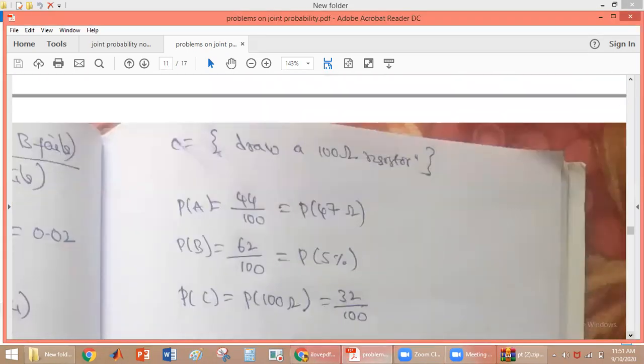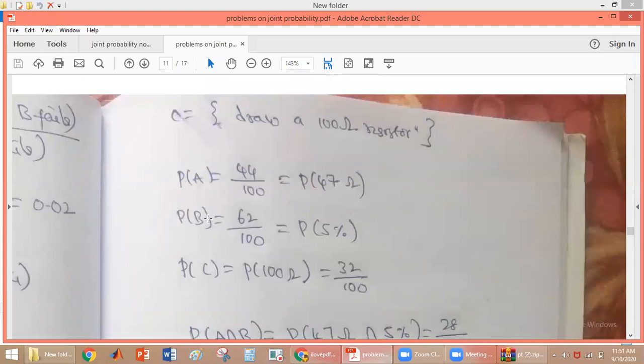Okay. So this we have already discussed. What is probability of A, probability of B, probability of C. Probability of A is drawing a 47 ohm resistor. Probability of B is drawing a resistor with 5% tolerance. Probability of C is drawing a resistor with 100 ohm.